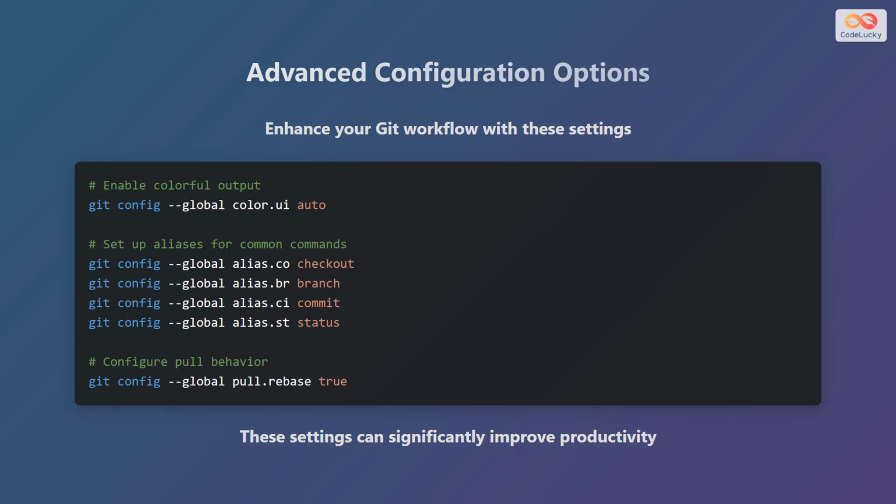Similarly, br for branch with git config --global alias.br branch, ci for commit with git config --global alias.ci commit, and st for status with git config --global alias.st status. Also, you can configure Git's pull behavior to use rebase by default, which helps keep your commit history cleaner. Use the command git config --global pull.rebase true.